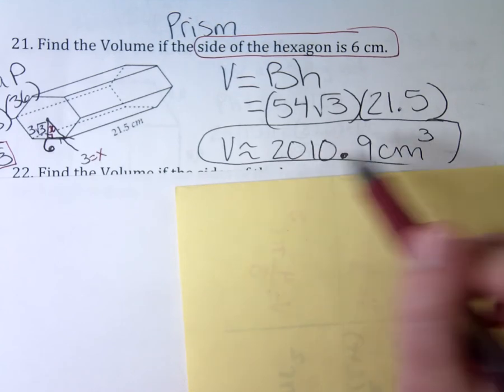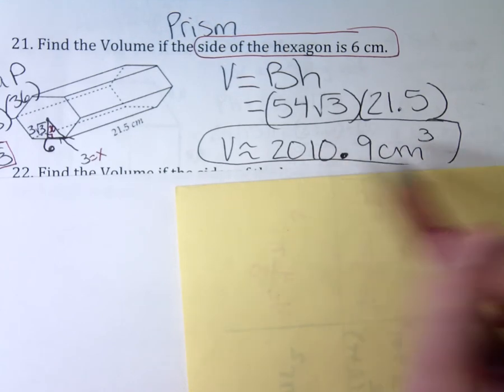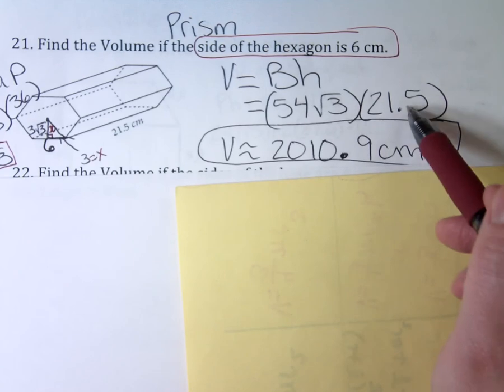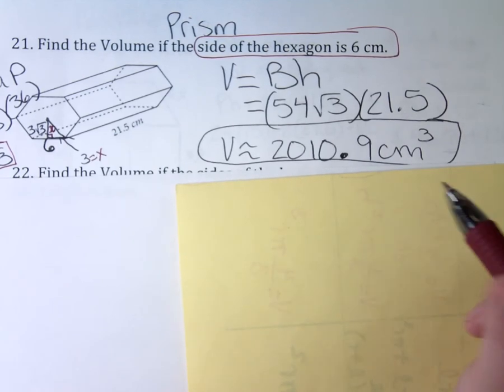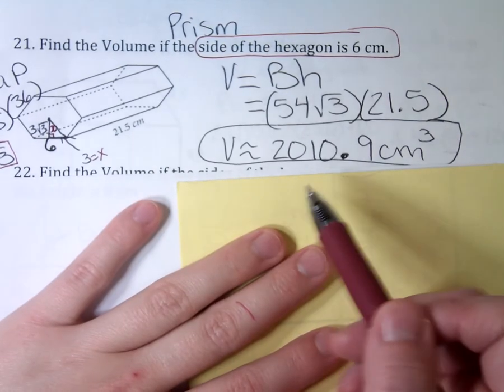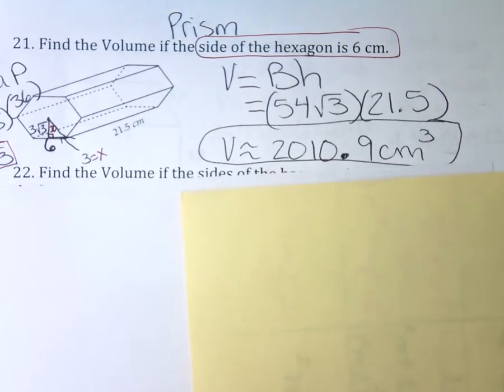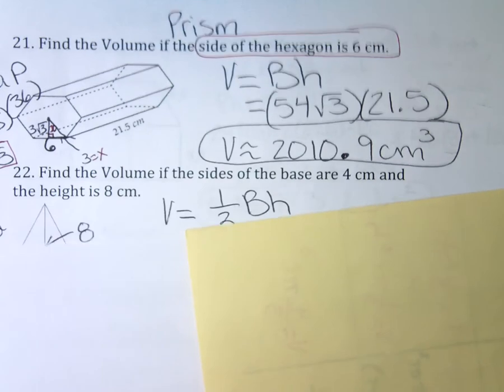Now I didn't leave this one in terms of radicals. I didn't leave it in simplest radical form, so if you did that, I'm sorry. And all my calculators are gone, otherwise I would multiply that real quick for you. So hopefully you can tell if your answer is right or not. But this is the decimal approximation. Okay, next one.